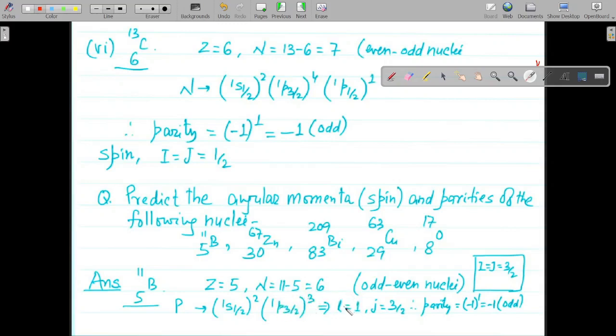So clearly you can see that L equal to 1 because of P, and J equal to 3/2 because of this suffix. So parity will be (-1) to the power L, and the value of L is 1. So -1, that will be your odd parity. And J is equal to 3/2 clearly, so I will be equal to J, which is 3/2 once again.